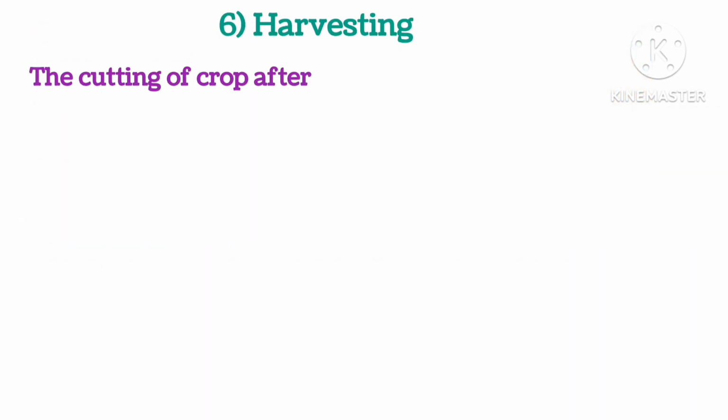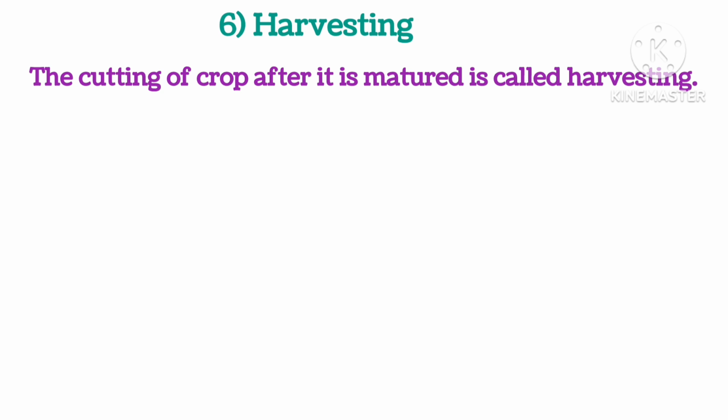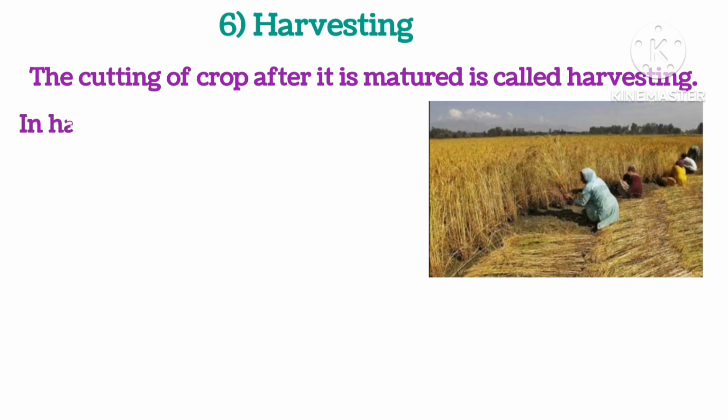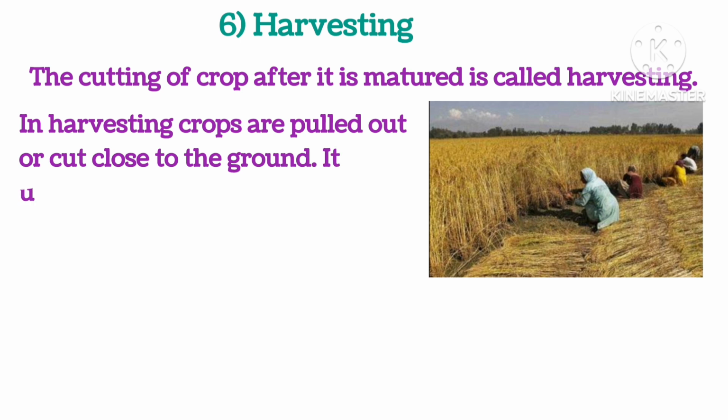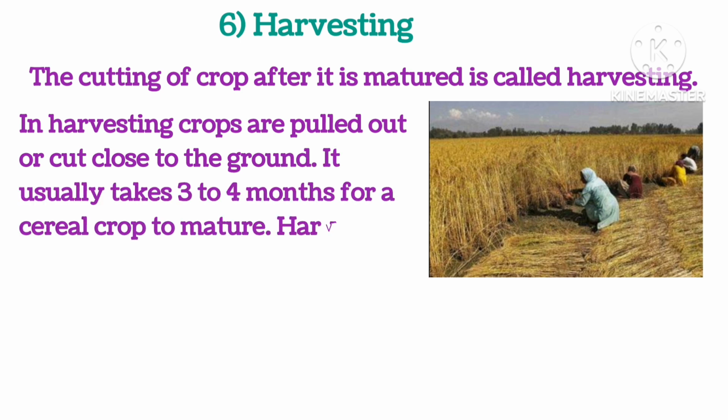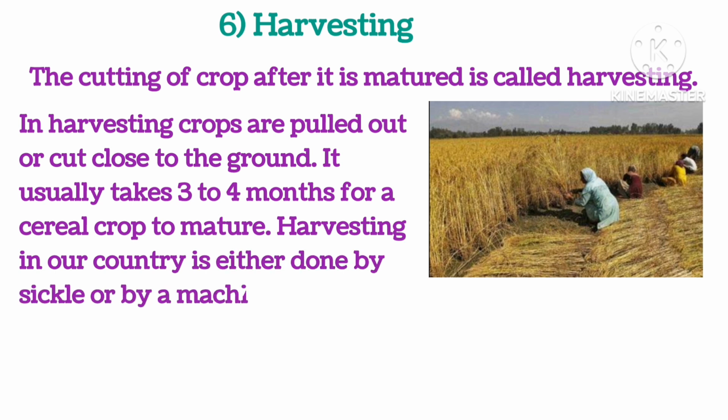Harvesting. The cutting of crops after they are matured is called harvesting. In harvesting, crops are pulled out or cut close to the ground. It usually takes 3 to 4 months for the cereal crop to mature. Harvesting in our country is either done by sickle or by a machine called harvester. After harvesting, separating chaff from grains can be done through threshing and winnowing.